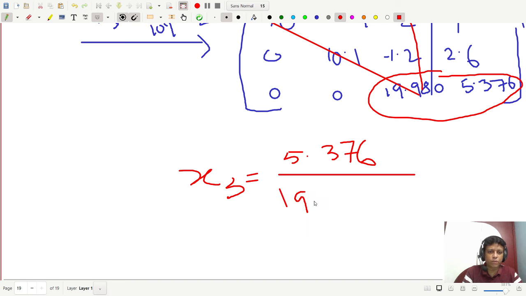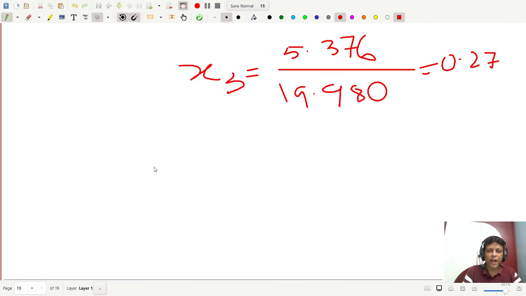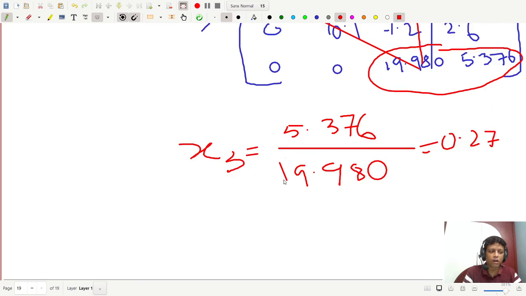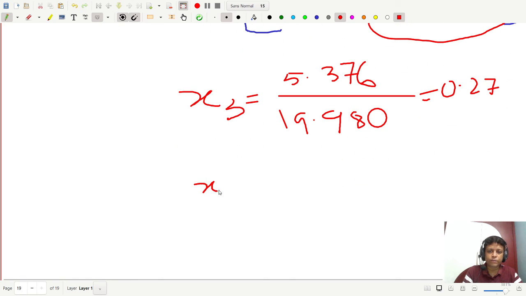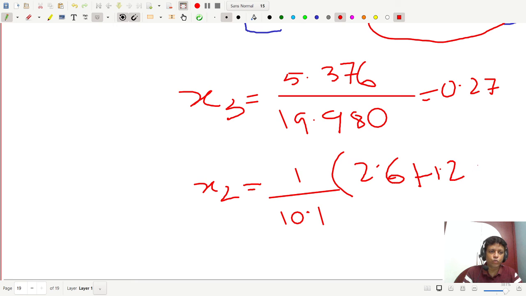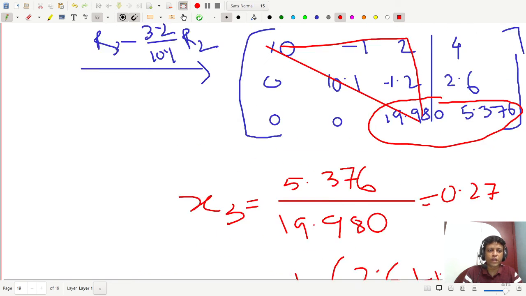5.376 by 19.980. You can calculate this. So after calculation, it will be nearly 0.27. So you can substitute x3 and you can calculate x2 here. So your x2 will be 1 by 10.1 into 2.6 plus 1.2 x3. If you substitute x3, you will get this.